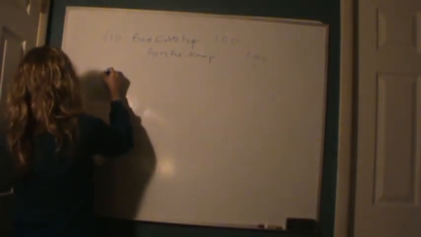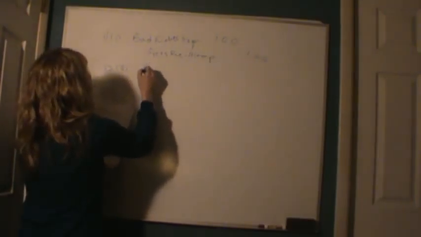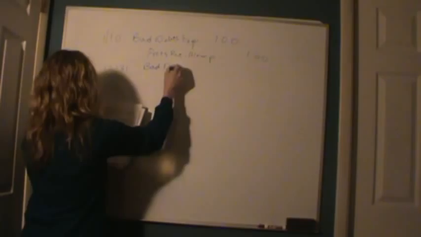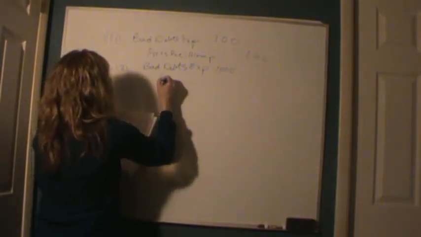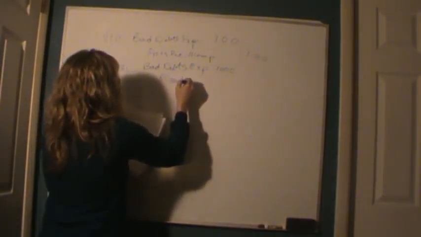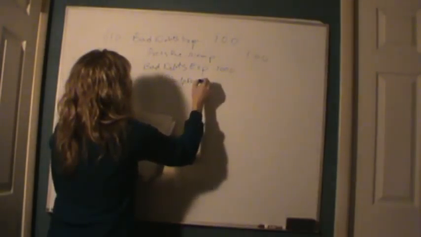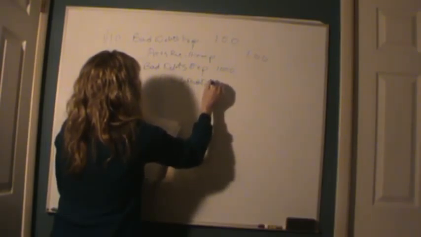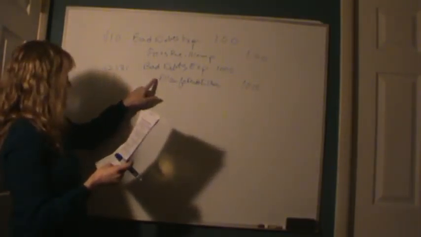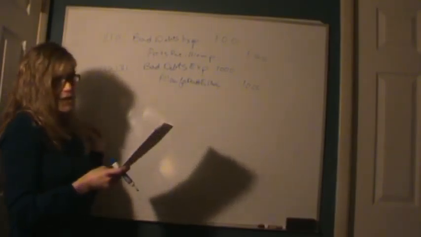On December 31st, our entry would be bad debts expense, 1,000. Our allowance for doubtful accounts is going to be 1,000. So we have a debit to bad debt expense, credit to allowance for doubtful accounts. Of course, each is 1,000. Something else I want to mention, your allowance for doubtful accounts is not closed at the end of the fiscal year. So I just want to point that out.